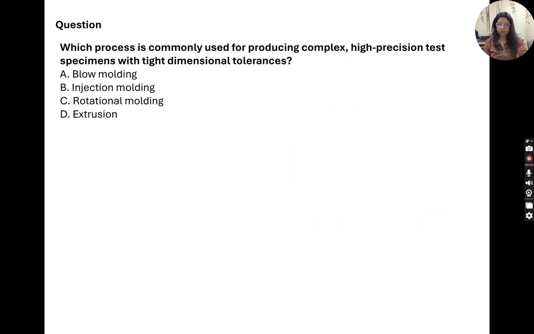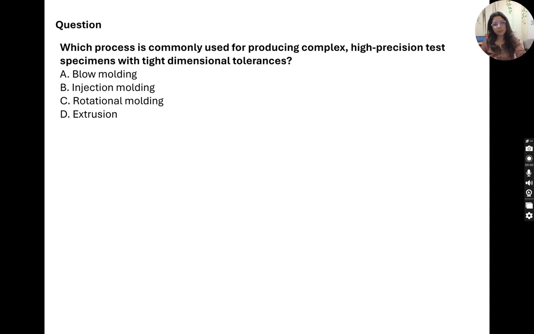Okay. So this question asks which process is commonly used for producing complex, high precision test specimens with tight dimensional tolerances. In the last question, it asked which of the following techniques we cannot use for test specimen formation. And in this question, it is particularly asking which technique: blow molding, injection molding, rotational molding, or extrusion.